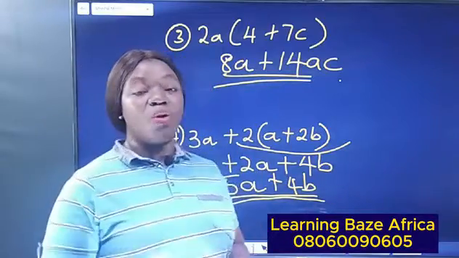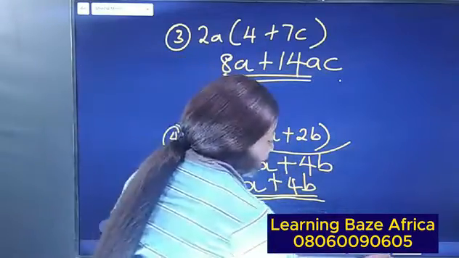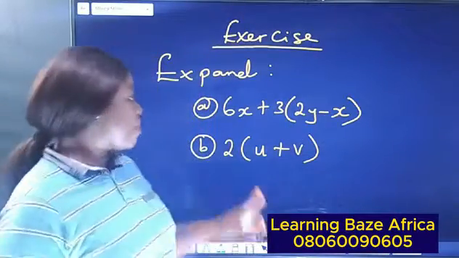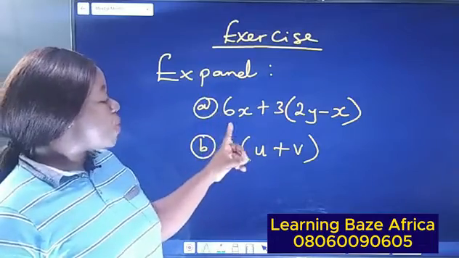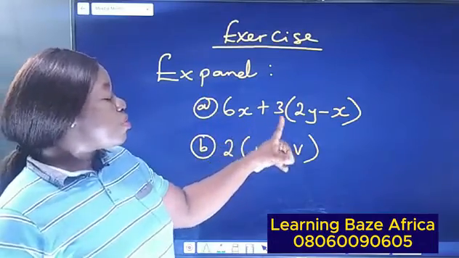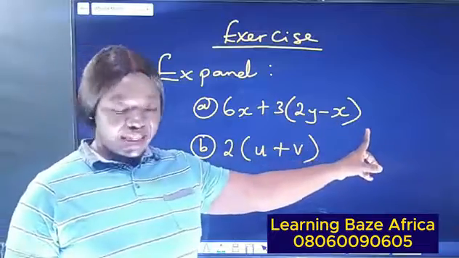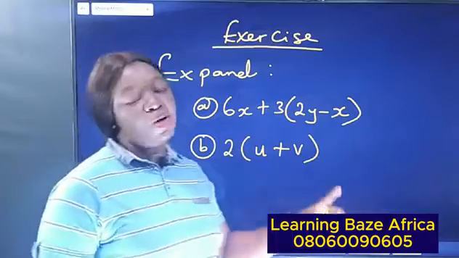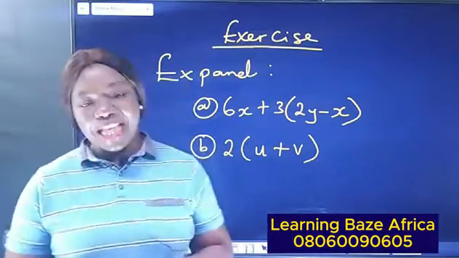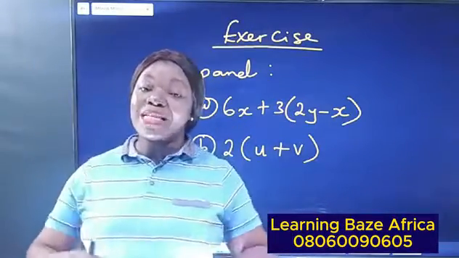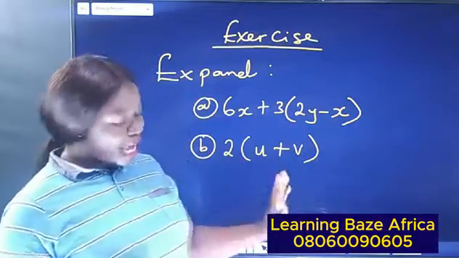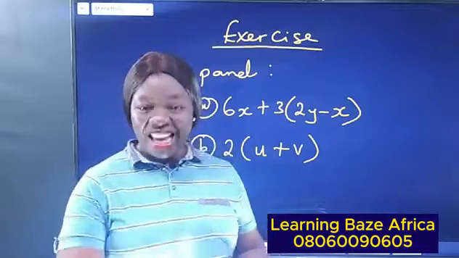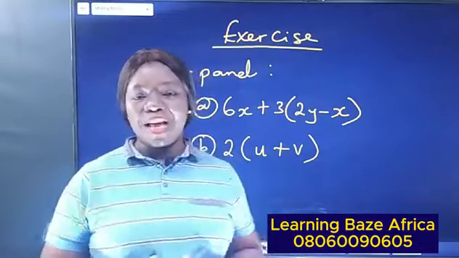Now, before you go, you're going to do 2 exercises so as to know if you have a deep understanding of the topic. Now, this is the first one. Expand 6x plus 3 into brackets 2y minus x. Number 2, expand 2 into brackets u plus v close bracket. Now, do this in your exercise book and make sure you have the boldness and confidence to get the right answer. But wait, before you do this exercise, attend this class again for at least twice before you attempt it.